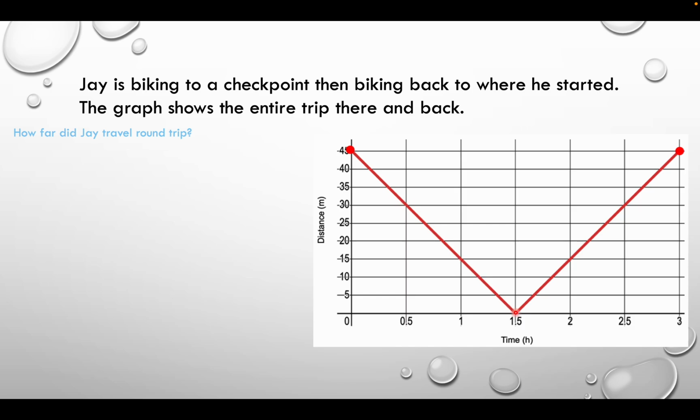So it takes him an hour and a half to get there. And the distance he traveled was 45 miles. Now he keeps going for another hour and a half, and it gets him back to where he started, which was 45 miles away. So how far did Jay travel round trip? He traveled 90 meters. Maybe it's not miles, it's meters.